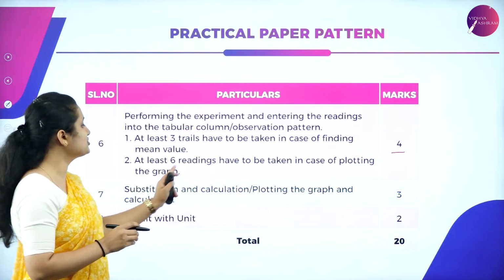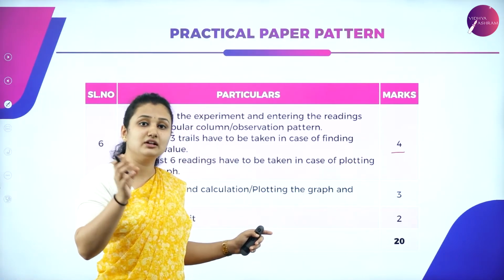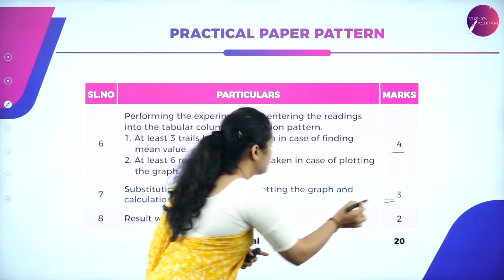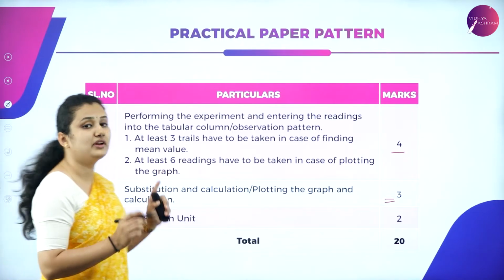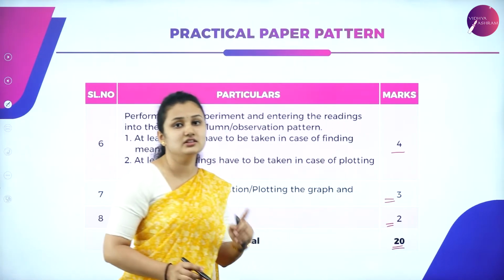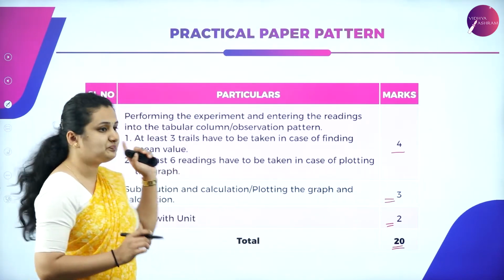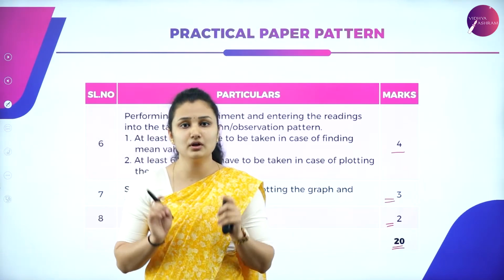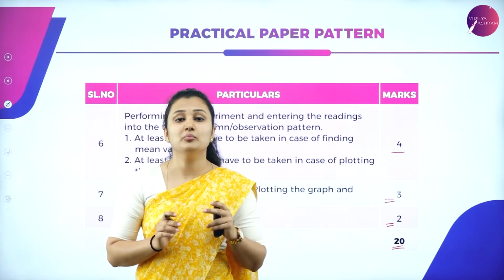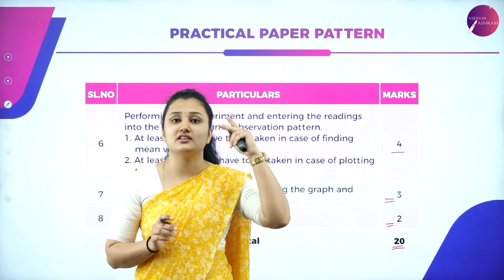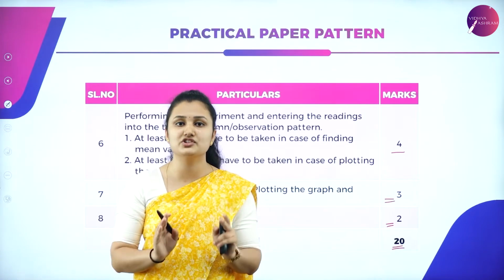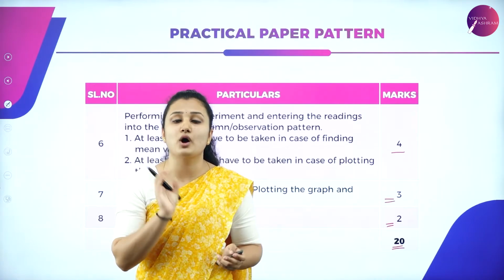Substitution and calculation, or if the experiment includes a graph, plotting the graph and calculation, has 3 marks, students, and the result with proper SI unit has 2 marks. So the total for performing the experiment is 20 marks. Whenever you perform the experiment, be confident, perform it well, and always when you arrive at a result, please show the calculations and substitution steps clearly, how you got that particular answer, and always when you mention the answer, please put in the proper SI unit.